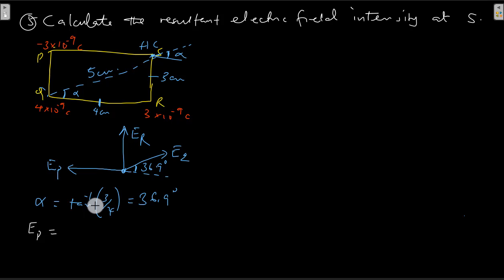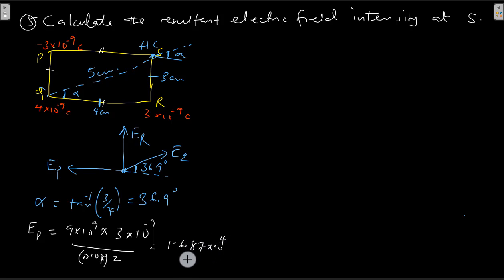Let's begin with the electric field intensity due to P, the negative 3 microcoulomb charge. That's 9 times 10 to the 9 times 3 times 10 to the negative 6, because these charges are in coulombs, very important here. So no need to convert. That's 3 times 10 to the negative 9 here, as it is given. The distance between P and S is 4 centimeters. This is a rectangle, so this is equal to this. So that's 0.04 meters squared. In this case, the electric field intensity due to P is 1.687 times 10 to the 4 newtons per coulomb.